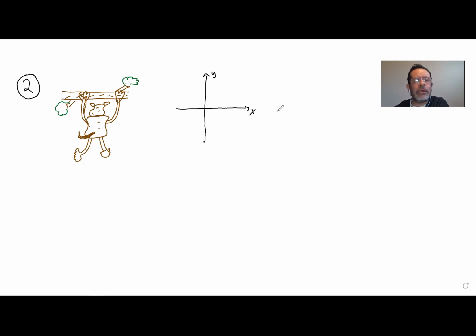Can somebody tell me at least one of the forces that is happening here in this situation? Gravity. Yes. So we've got gravity. We always know that gravity is going to be going down. Ricardo, go ahead, please.